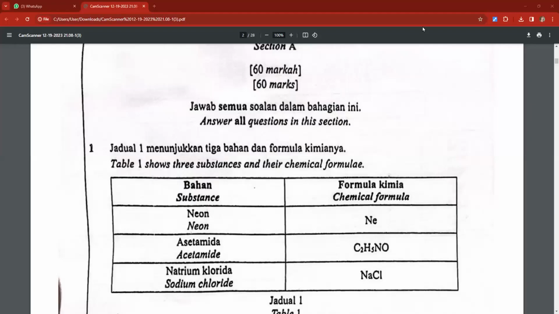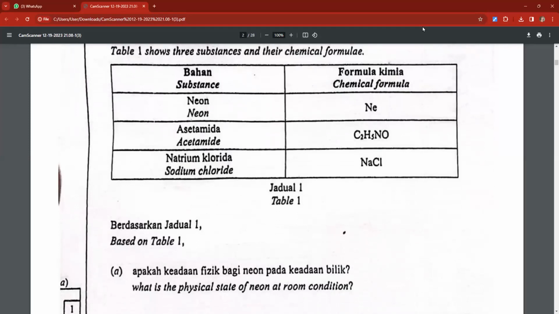Okay. So question number 1, what is the physical state of neon? Okay, at room condition. What is the physical state of neon at room condition? Anyone who can give me the answer? Gas. Yes, very good. The answer is gas, correct.